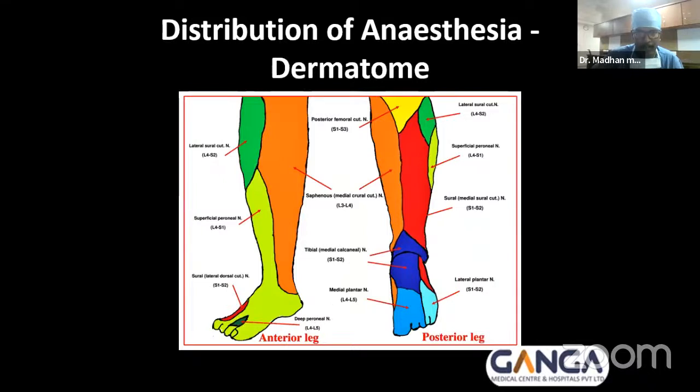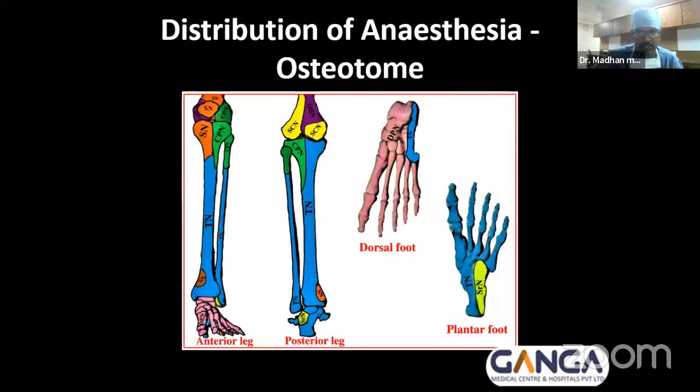Again, this is the dermatome, and this is the osteotomal supply. The tibial nerve divides into the medial plantar and lateral plantar nerves, and this is the anterior leg. Again, as I told, the saphenous nerve, and this is the common peroneal in the lateral component. In the dorsal foot, the deep peroneal nerve and the tibial nerve. Again, in the plantar foot, the sural nerve and the tibial nerve.